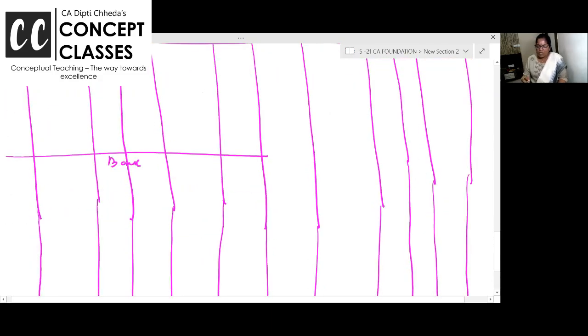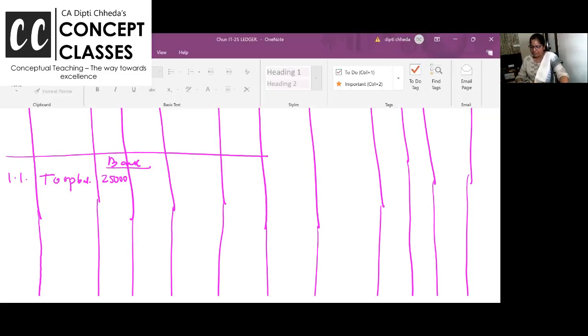After cash, what account you are preparing? Bank account. Are you all with me? Write down on 1st January to opening balance in the bank account, 25,000. Opening balance in the bank account is 25,000.